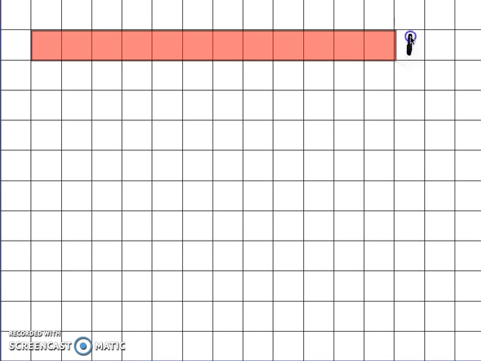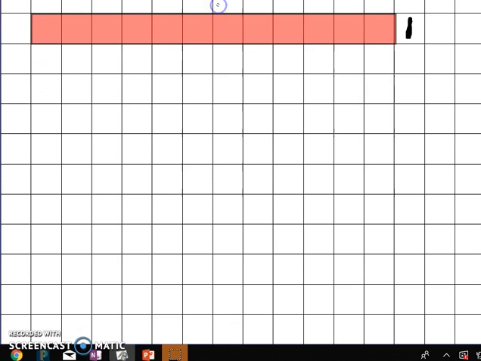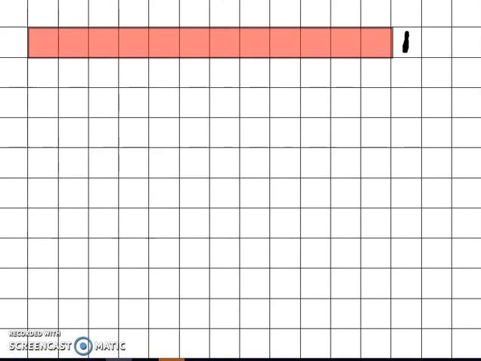It is a side of a 1. Oops, I moved that on accident. And the side is 12. It's a 1 by 12. That means I could do 12 groups of 1, or I could have one group of 12.